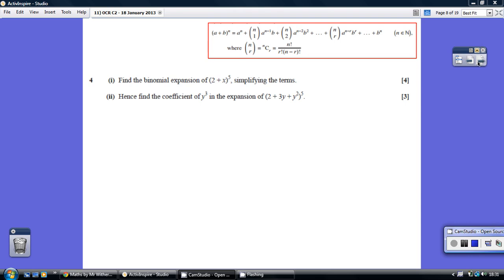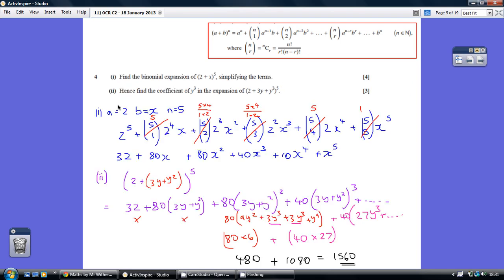Question 4. So part 1 is very straightforward. Remember, we're given the formula, so we've just got to substitute in. A is 2, B is x, and n is 5. So we're just being asked to do all the terms, so just follow the pattern here in blue.